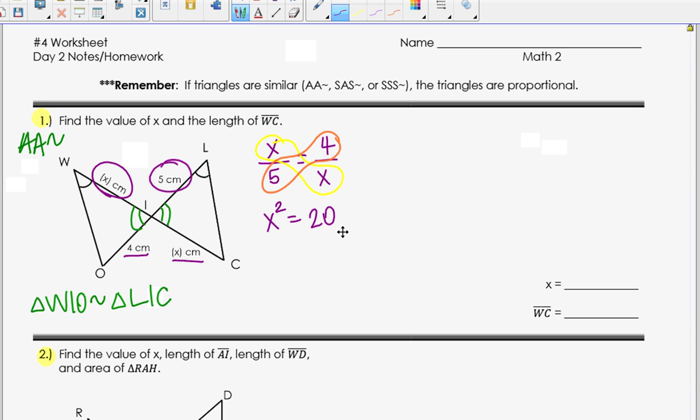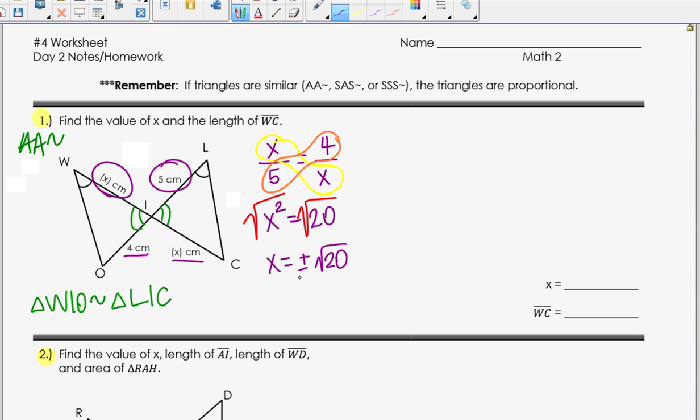Now remember, when you square root both sides to solve for this, you can't forget that there is a plus or minus. So x equals plus or minus the square root of 20. But remember, we always want to try to reduce our radicals, as well as check and make sure, does your answer make sense in the context of the problem?